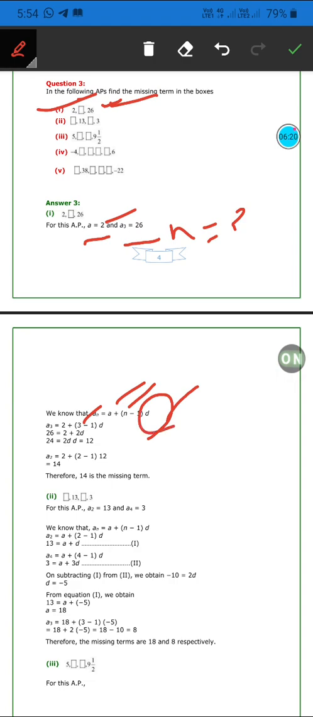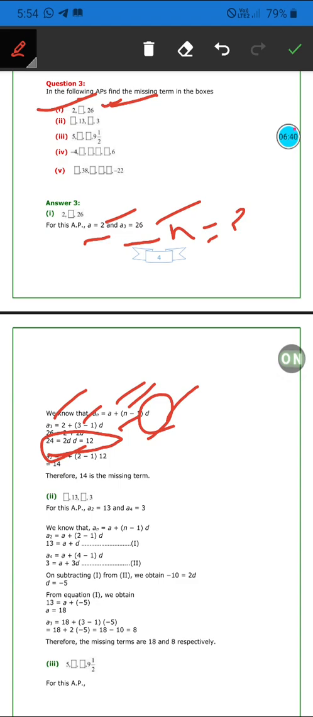So what is A3? A3 is equal to 26. A3 formula: 2 plus (3 minus 1) into D. So we get D value as 12. So, add the common difference to the first term, we get the second term.